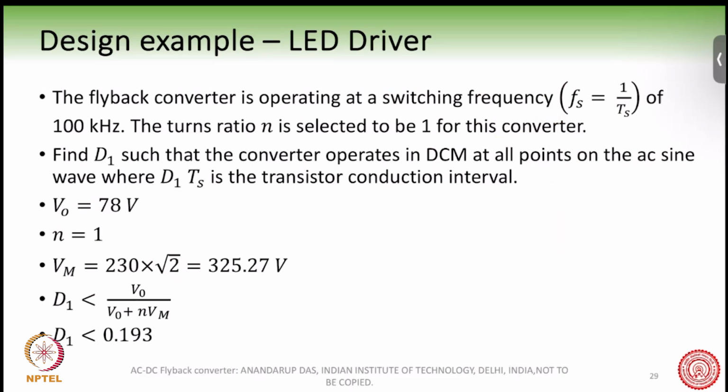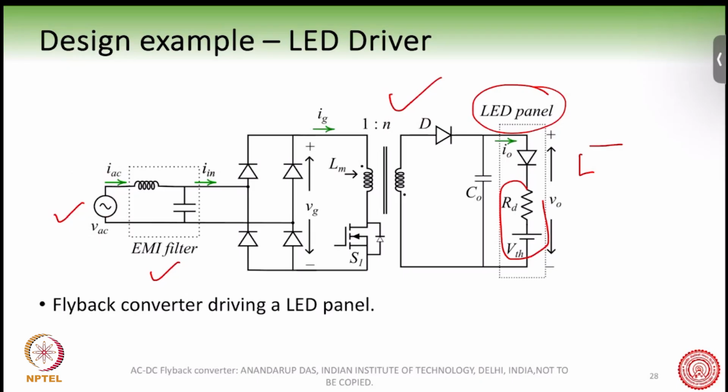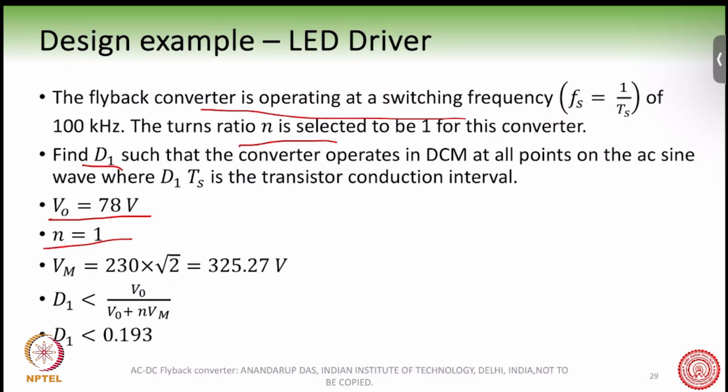So we can choose the values very quickly. Suppose for the flyback converter we choose the switching frequency of 100 kilohertz, and we take the turns ratio as n equal to 1. This is just for simplicity, we are just taking an example application. Now, first we have to find D1 such that the converter operates in DCM at all points. So we have this V0 voltage of 78 volt, we need 78 volt here, and n equal to 1, and Vm is the input AC voltage, which will be 325.